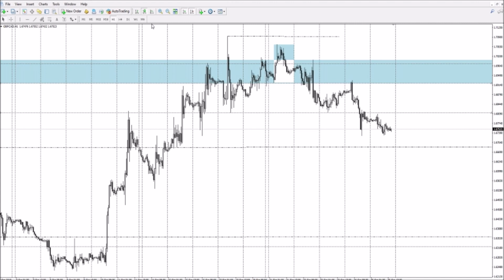I post market outlooks every day, but don't trade Monday. Let Monday's range unfold, and then start on Tuesday. But I will have a weekly outlook posted on Monday.